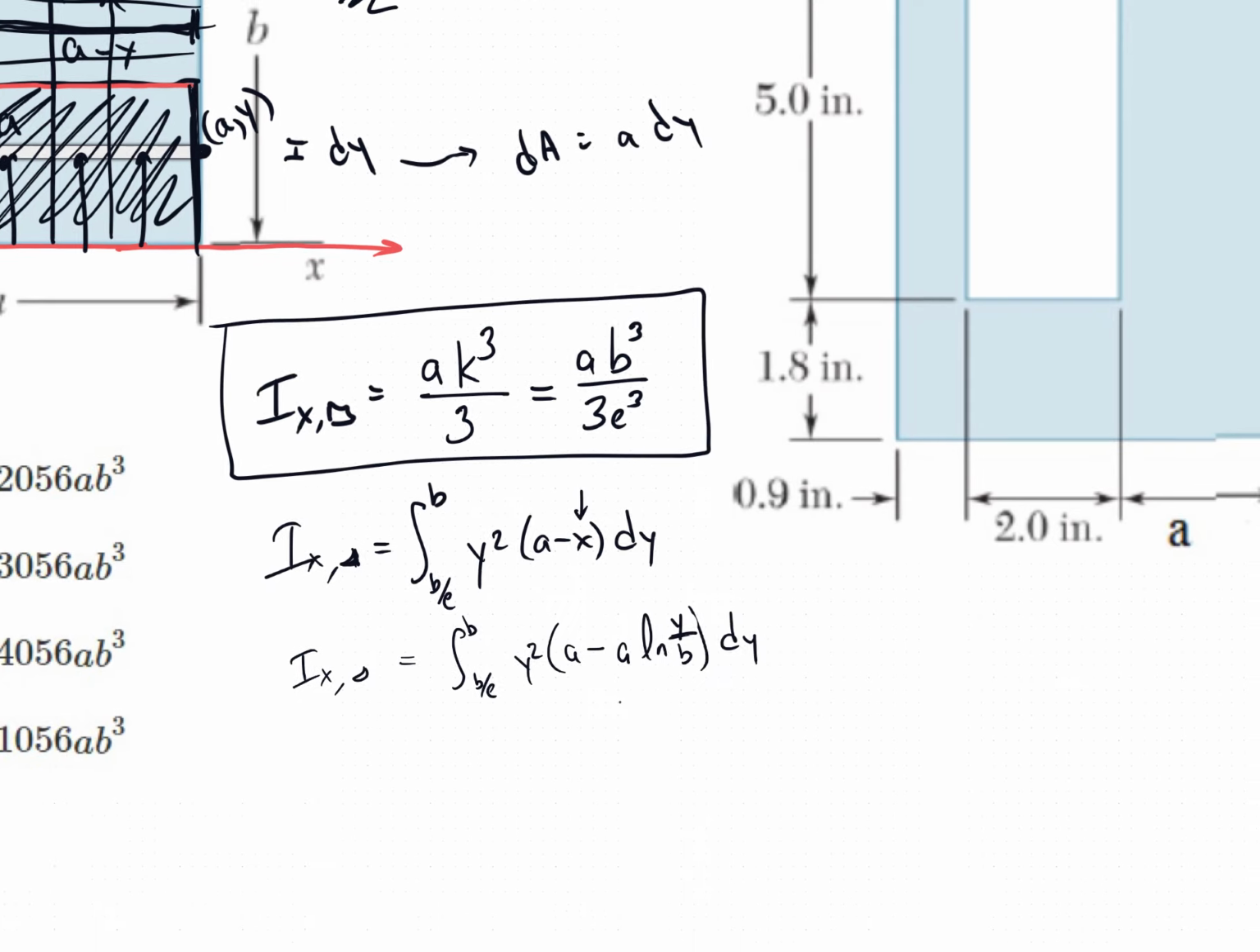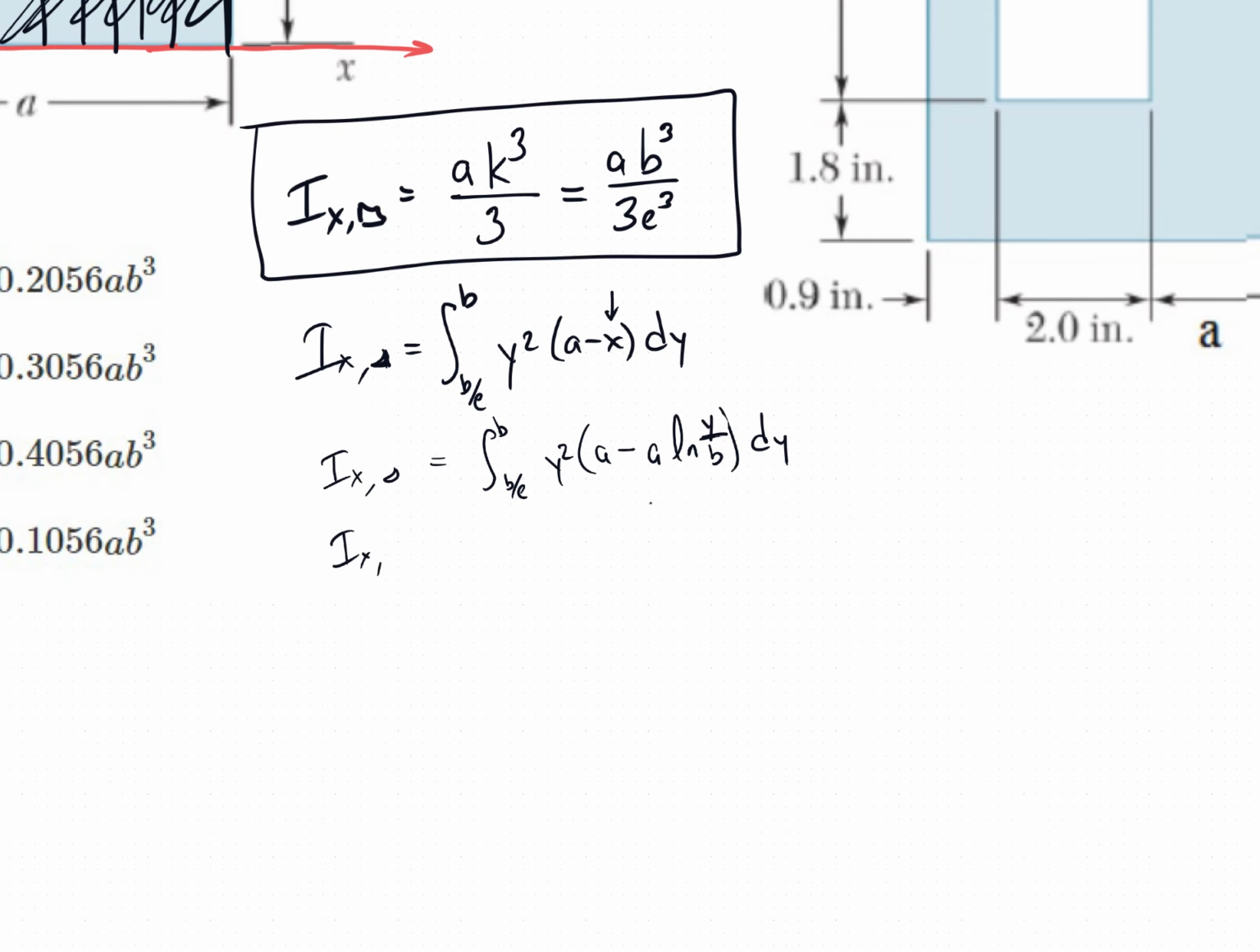So you can see that this thing is getting quite nasty. Iy of this little sliver bit equals the integral from b to b over e of y squared. It looks like we can pull that a all the way out, minus the natural log of y over b. Oh, no, there's another y squared right there, isn't there? I forgot to distribute dy. Now, integrating that is going to require integration by parts.